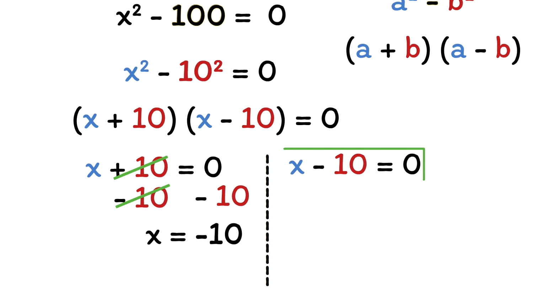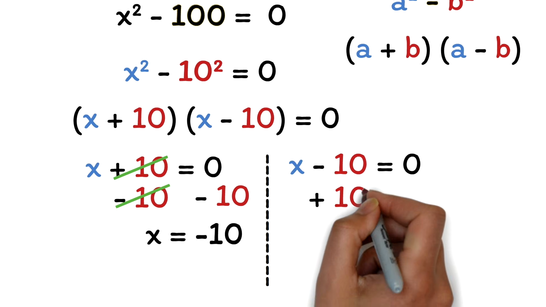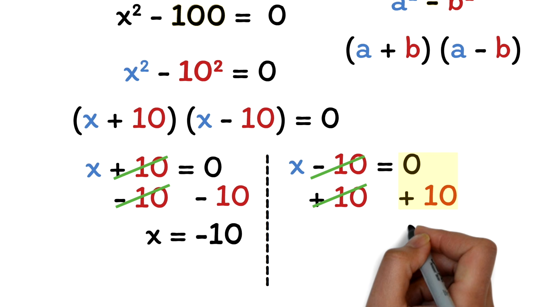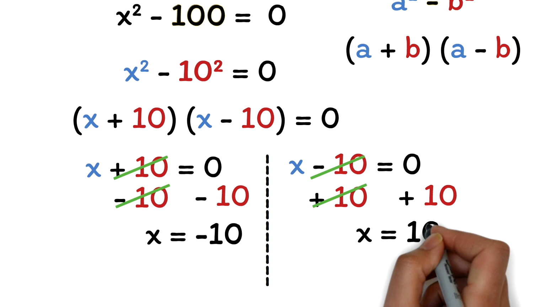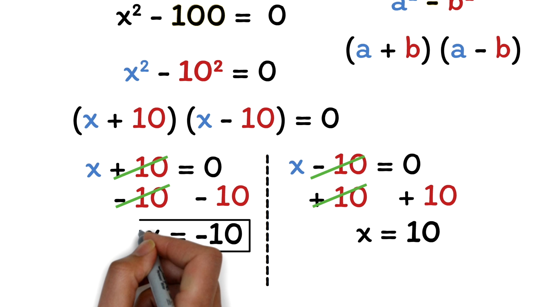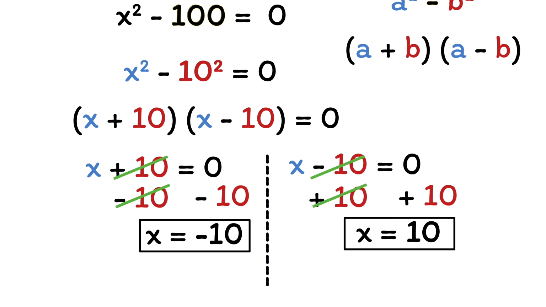For x minus 10 equals 0, add 10 to both sides. This cancels out. 0 plus 10 is 10, so x equals 10. Therefore, our final answers are x equals negative 10 or x equals 10.